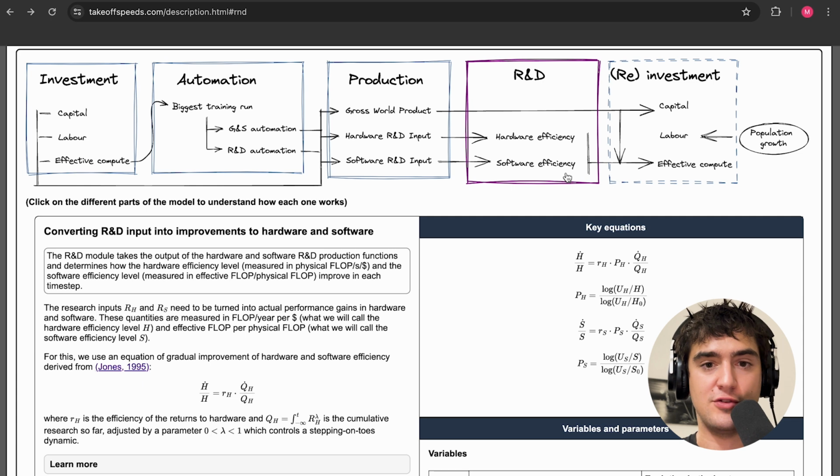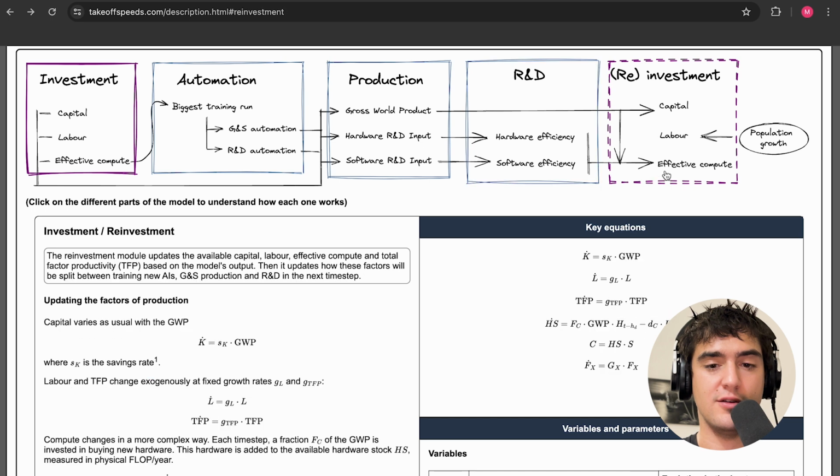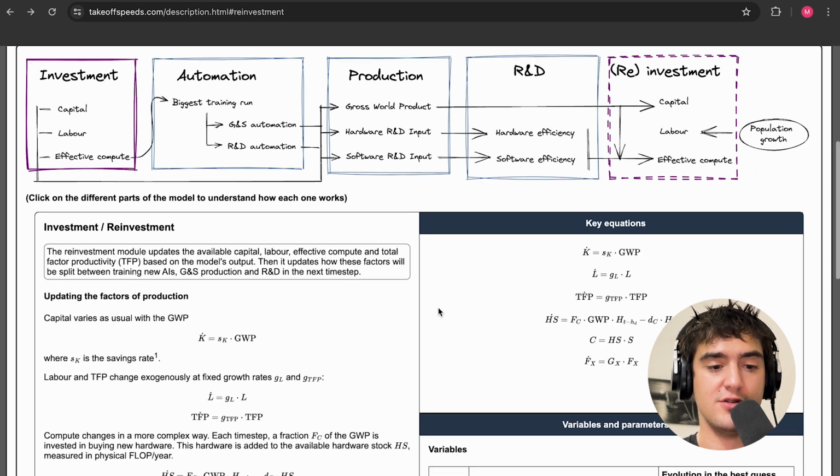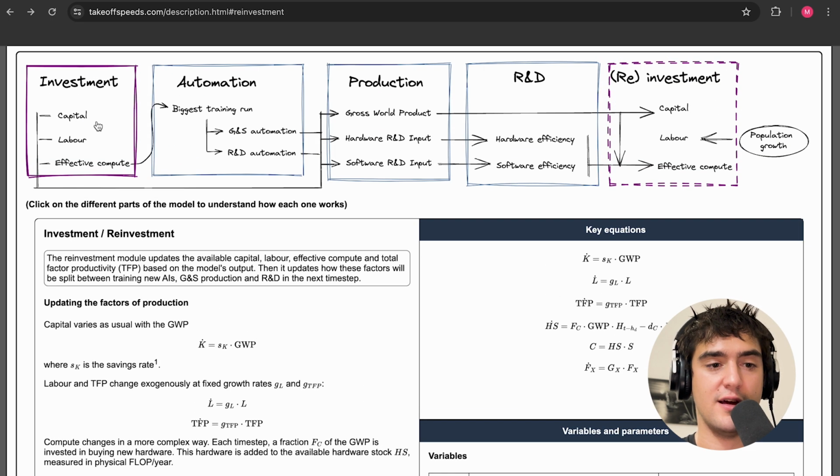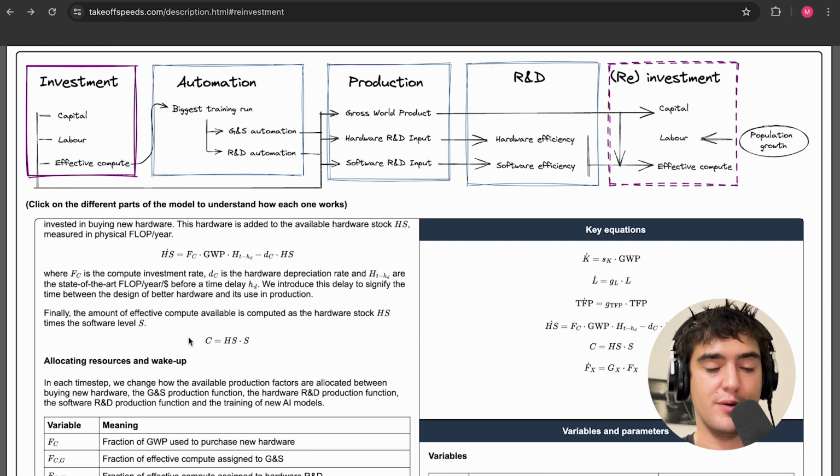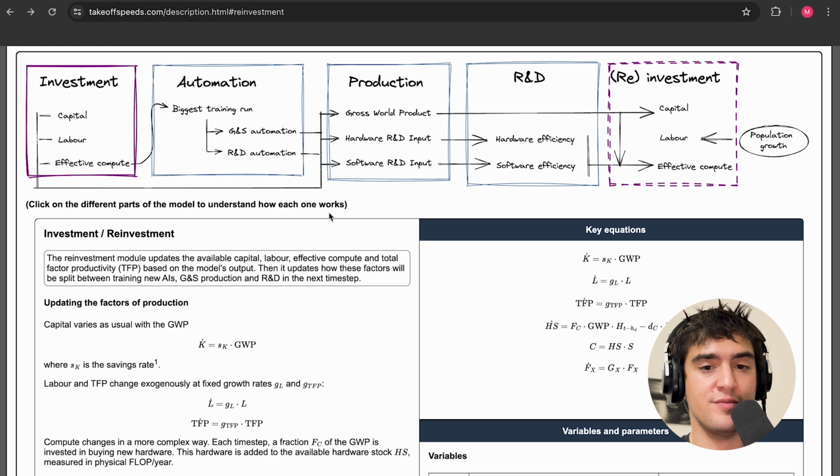And finally, to close the loop, this hardware efficiency and software efficiency can then be plugged directly into the effective compute calculations. The thing that we have at the beginning for investment is the same at reinvestment, and it's the thing where you compute the amount of compute you have as hardware stock times software efficiency, and you use the actual hardware efficiency here in this formula.